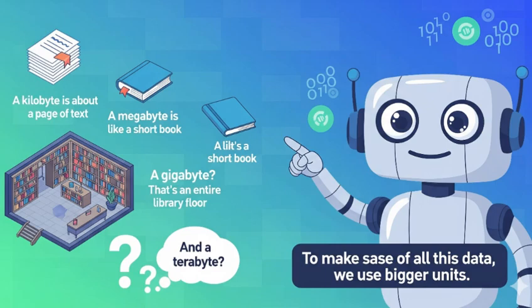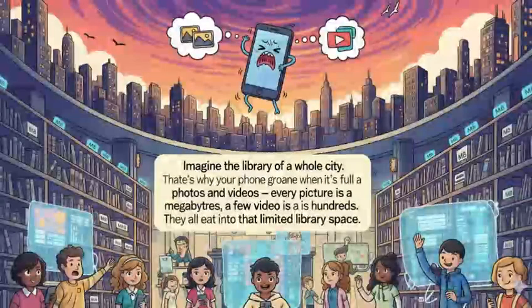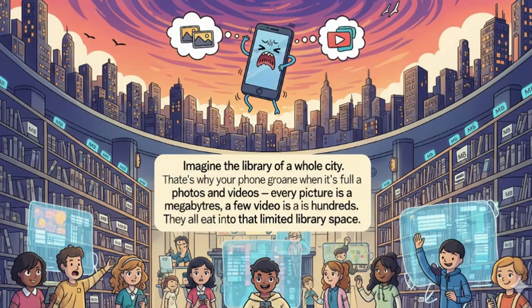To make sense of all this data, we use bigger units. A kilobyte is about a page of text. A megabyte is like a short book. A gigabyte, that's an entire library floor. And a terabyte. Imagine the library of a whole city. That's why your phone groans when it's full of photos and videos. Every picture is a few megabytes, every video is hundreds. They all eat into that limited library space.